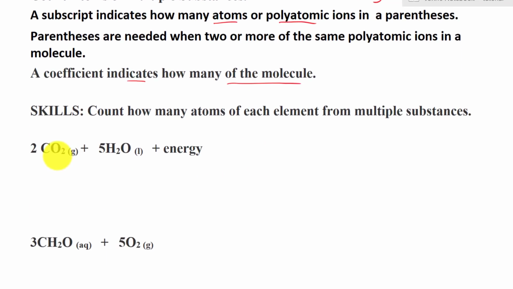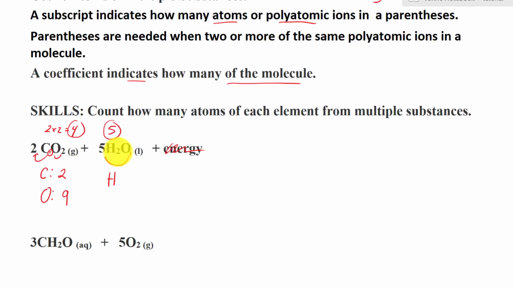We have 2 carbon dioxide plus 5 water and energy. Well, energy is not considered matter. If we were to count the number of atoms for each element, carbon is right here, and it doesn't have a subscript, so we know it must be 1. And there are 2 of them, so it must be 2. For oxygen, look at this. Over here, we have 2, right? But 2 times 2 gives you 4 oxygen. But over here, we also have oxygen, and 1 times 5 gives you 5. And 5 plus 4 gives you a total of 9 oxygen.